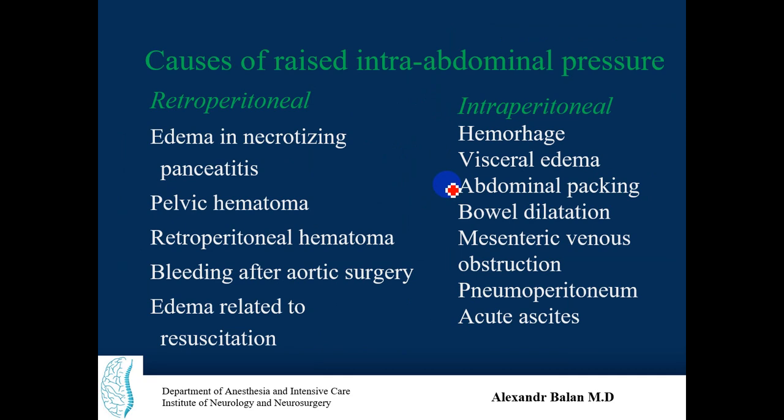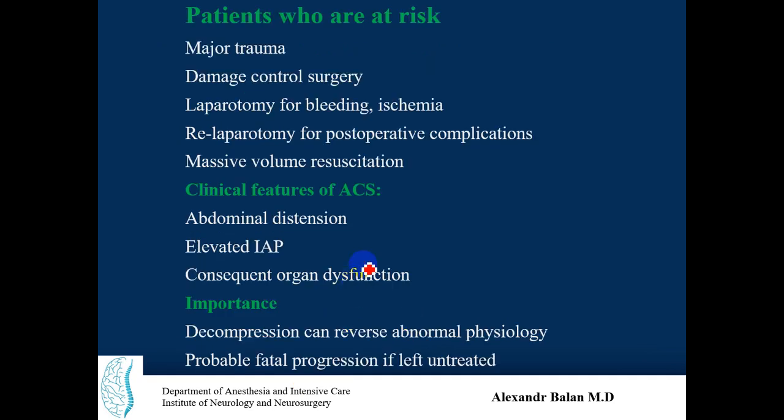Possible causes of raised intra-abdominal pressure can be divided into retroperitoneal and intraperitoneal. You see retroperitoneal like edema in necrotizing pancreatitis, hematoma, pelvic or retroperitoneal, bleeding after aortic surgery, and edema related to resuscitation. And intraperitoneal ones: hemorrhage, visceral edema, abdominal packing, bowel dilatation, mesenteric venous obstruction, and pneumoperitoneum. Acute ascites as well.